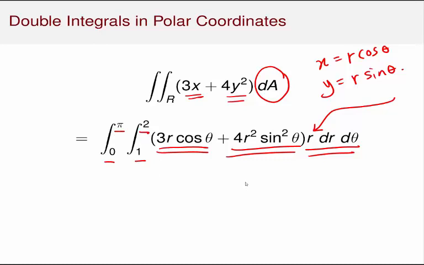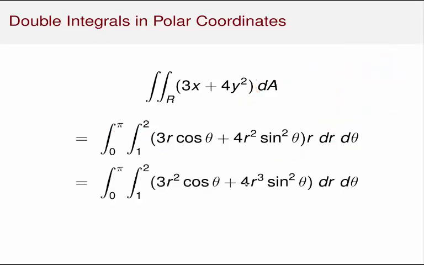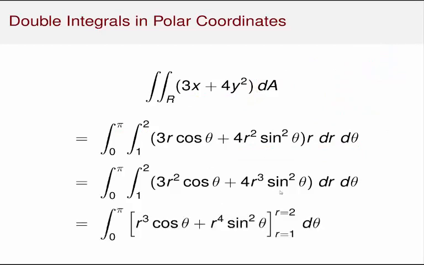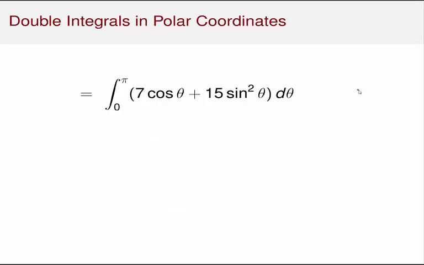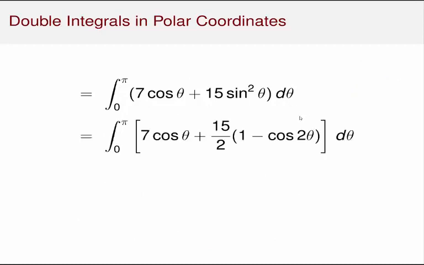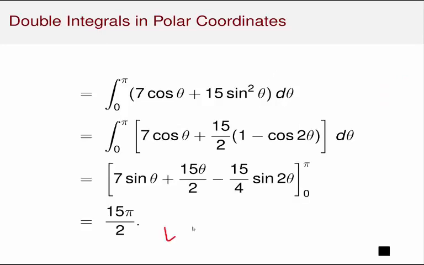And the rest are just some calculations. First, by evaluating the inner integral with respect to r, using the fundamental theorem of calculus, we get the following antiderivative. After evaluating at the endpoints, we get the following resulting integral with respect to theta. Finally, after some simplifications, we arrive at the final answer, which is 15 pi over 2. Alright, let us move on to the next example.